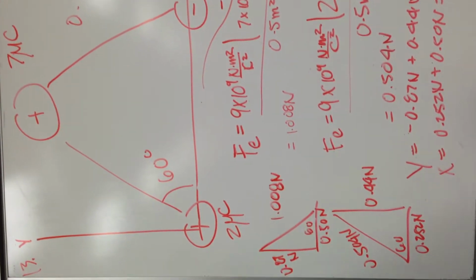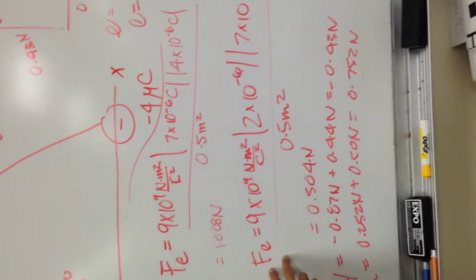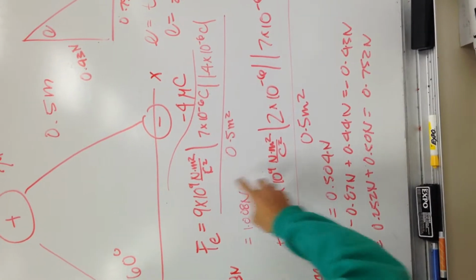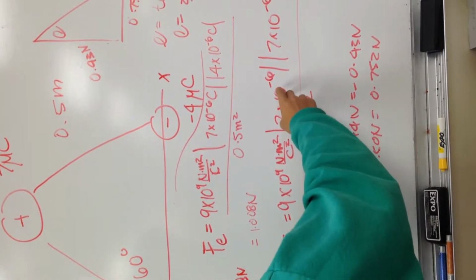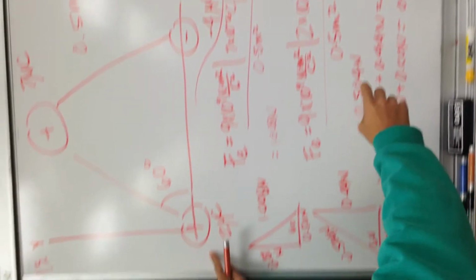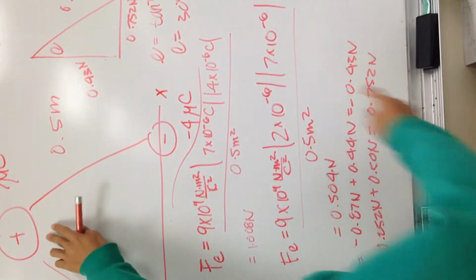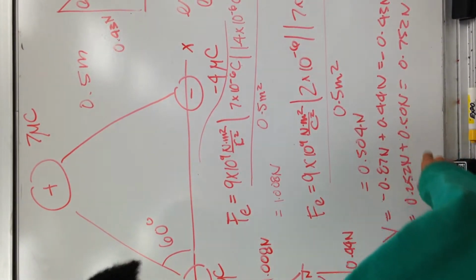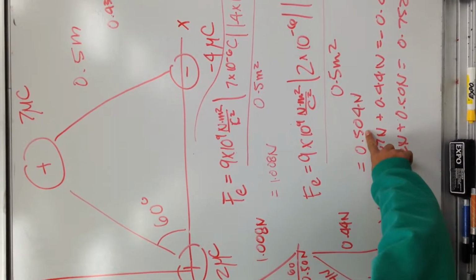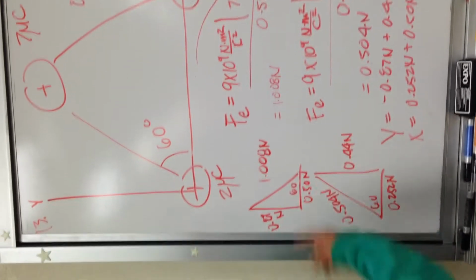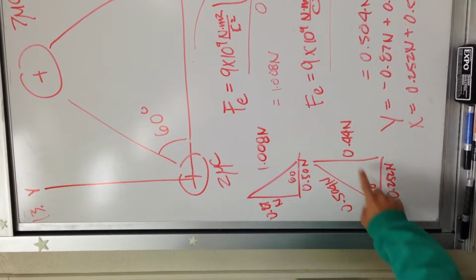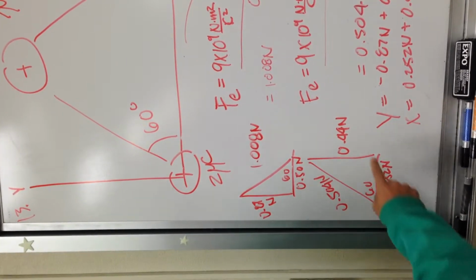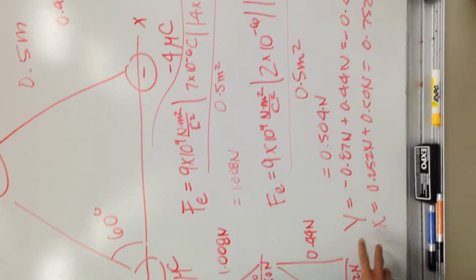And the next step is to do the force of electricity of this particle from this particle. So again, you plug in your constants, 2 times 10 to the negative 6, which is this particle, and then 7 times 10 to the negative 6, which would be that particle, divided by the distance, which is the same because it's an isosceles triangle. You get 0.504 newtons, and then from that you again do the cosine and the sine of 60 to find your y and x directions. The next step would be to add your x and y directions.